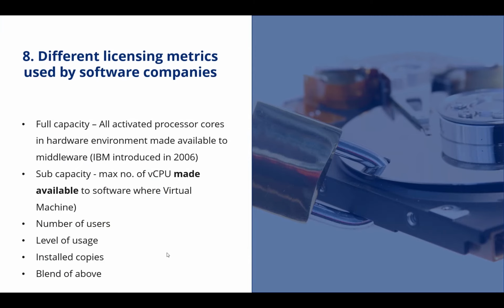And most of you will know the different licensing metrics used. I've just been focusing on some. Full capacity: all activated processor cores in a hardware environment made available to middleware. IBM introduced this in 2006. We're going to come on to a very interesting set of questions, but just bear that in mind.